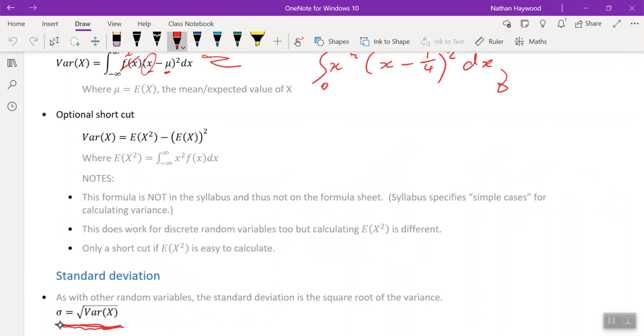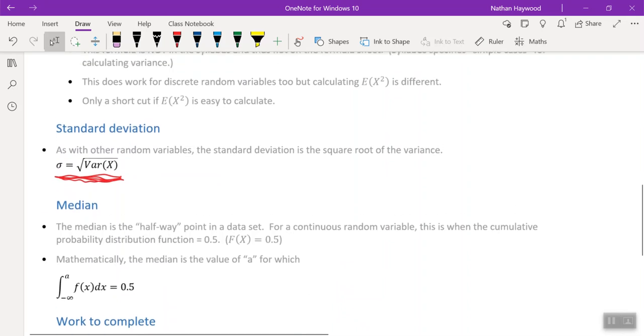The standard deviation, just like discrete, is the square root of the variance. So you find the variance, do the square root, just like we've done in the past for discrete.